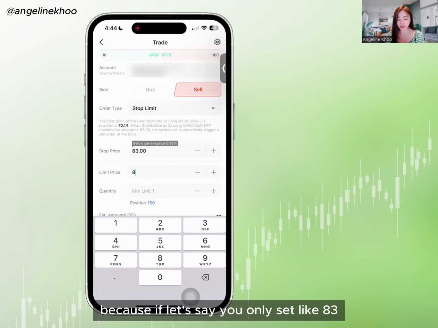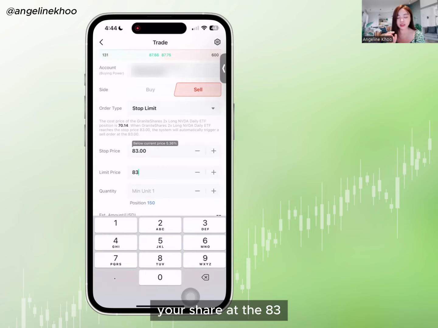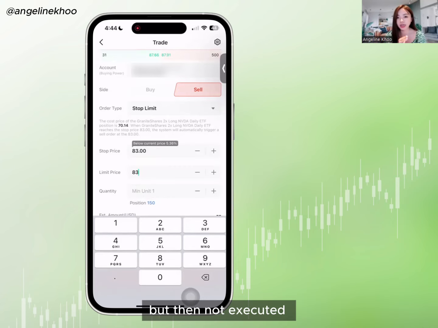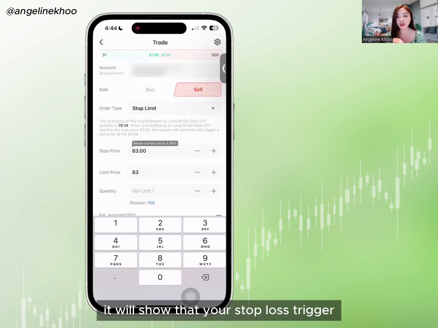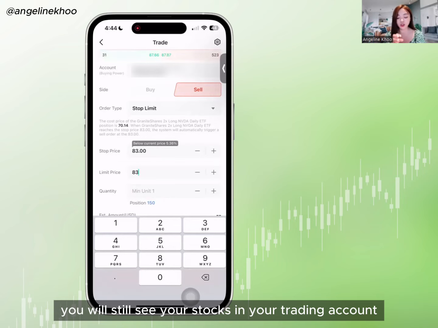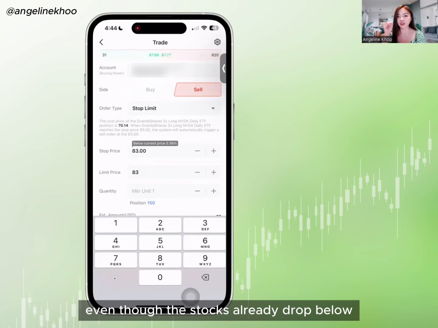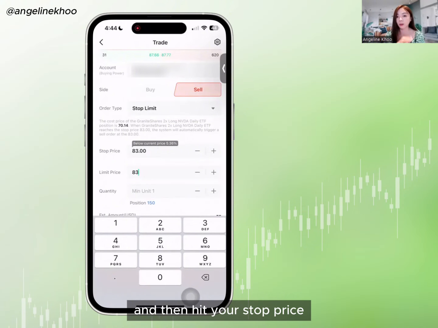Because if you only set 83, meaning when it hits your stop loss at 83 but there are not enough buyers to buy your shares at 83, usually your stop will be triggered but not executed. It will show that your stop loss triggered, but when you open up your portfolio, you will still see your stocks in your trading account, because no buyer wanted to buy your stocks at 83, even though the stock already dropped below and hit your stop price and triggered this stop limit order.